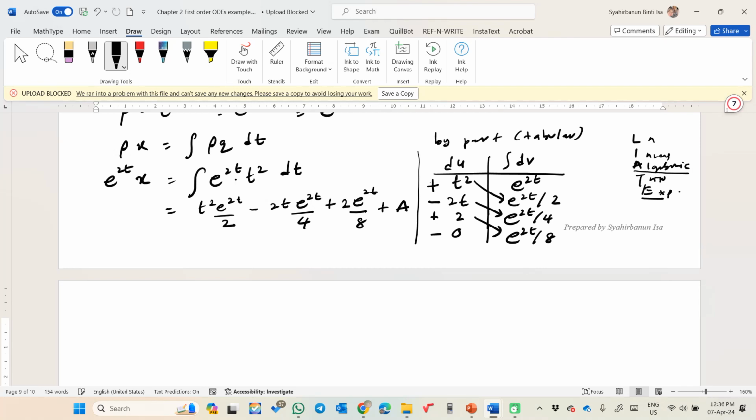So from the by parts we already have the answer. We can simplify, so this is the final answer. Or we can divide each term by e^(2t), so we have the final answer for x: t squared over 2 minus t over 2 plus 1 over 4 plus a constant times e^(-2t). You can check how the simplified answer comes from this. But if you are afraid you will make a mistake, just leave your answer as this.